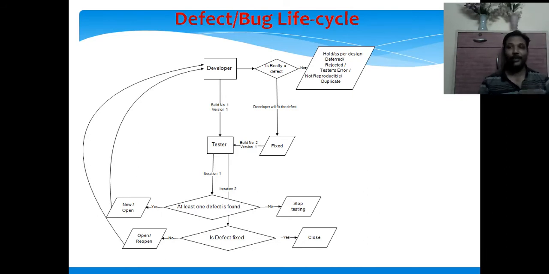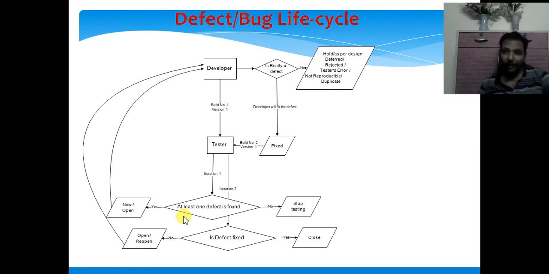Then what will be the status? Okay, suppose that if I didn't get any defect, zero defects, that will not happen. But if at all I didn't get any defect, then I will stop testing. See here, if I do not find any defect, then I will stop testing.